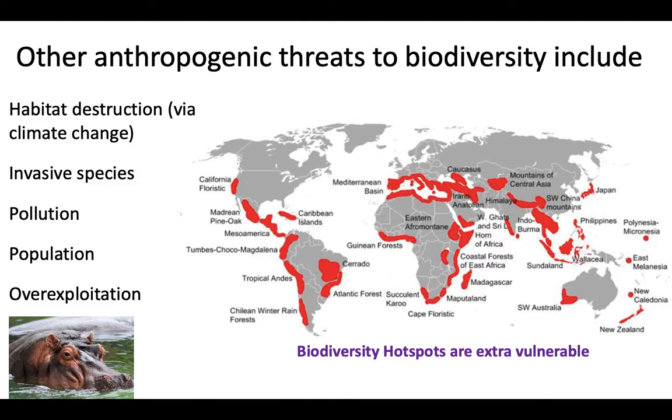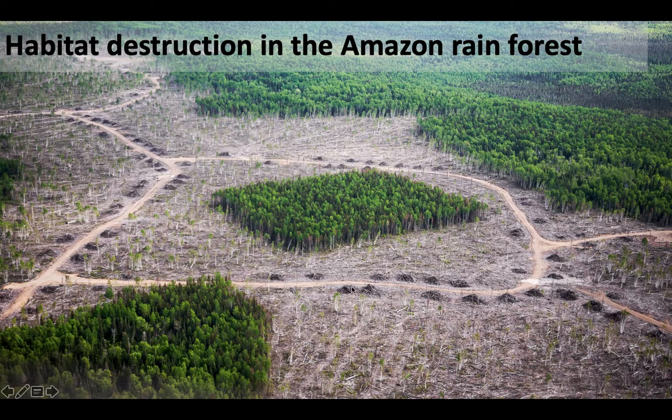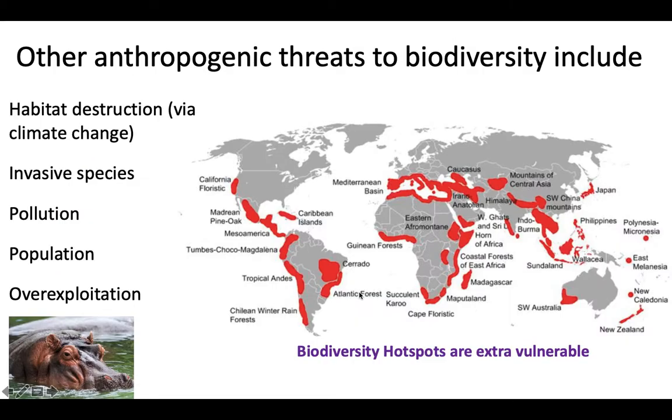But there are other anthropogenic threats besides just habitat destruction for farming that are going to threaten biodiversity. We could see habitat destruction via climate change, sea level rise, invasive species, something we'll talk about later on in the year, pollution, growth of human population, and just generally speaking, overexploitation of resources. I have a picture of a hippo here because we use the acronym HIPPO to remember this.